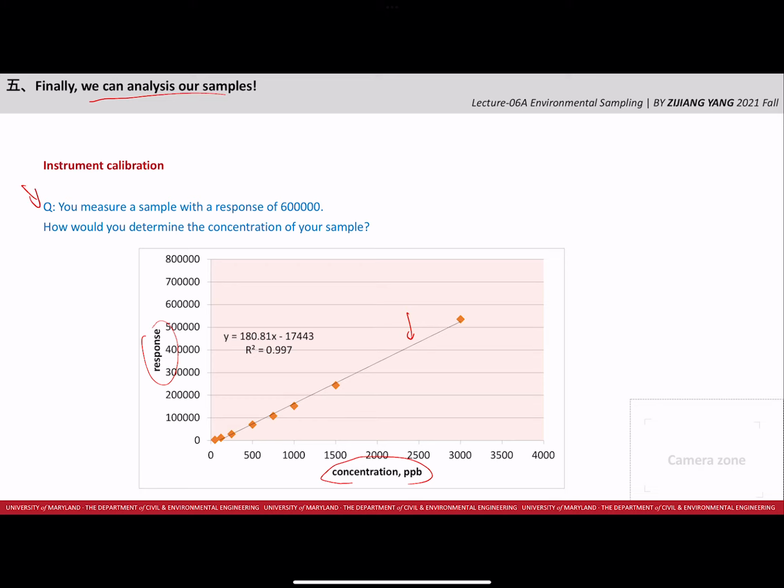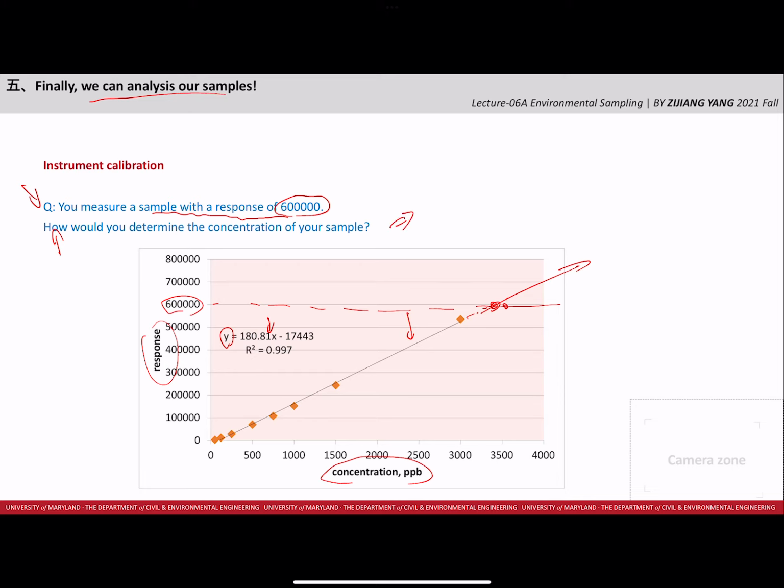And here I have a question. I think this is the same question as on the quiz. You measure a sample with a response of this value. So this value is here. So you got a response here. And the question is, how would you determine the concentration of your sample? In this case, we can see that this value is outside the calibration curve. And I think most of you think we can just extrapolate this line and then plug this in as y, and then we can back calculate the x value. So this is not correct. I will talk about this on the next slide.